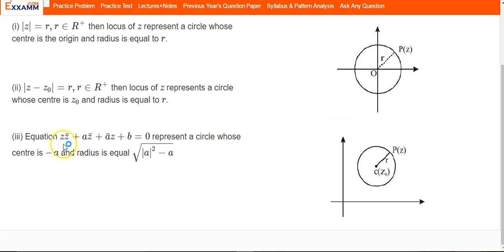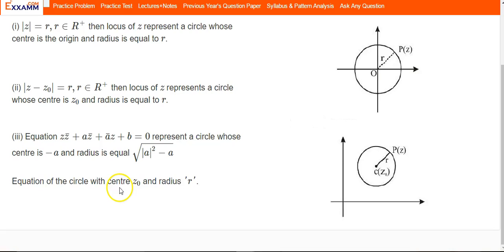Now what is the center of this particular circle? It would be minus a, and here a is a complex variable, and its radius is equal to root of modulus of a square minus b. This would be the radius. We will do examples on that which will enhance your understanding.